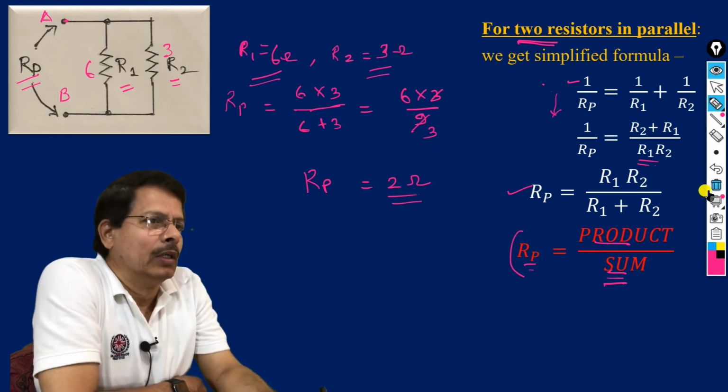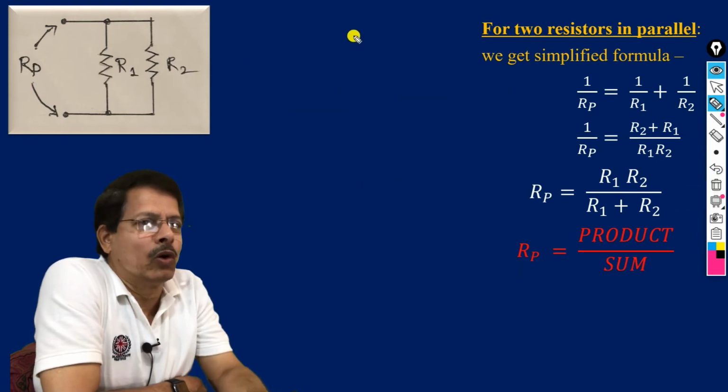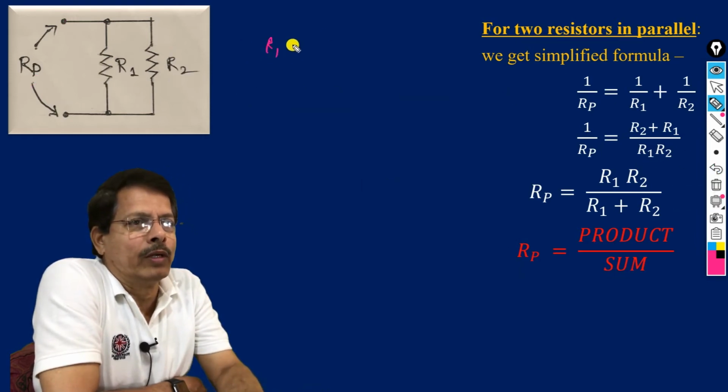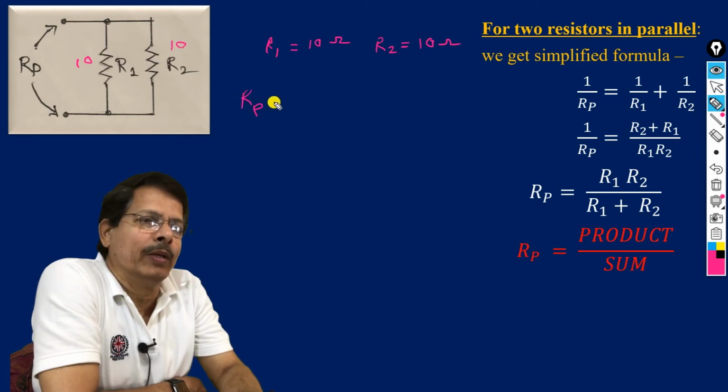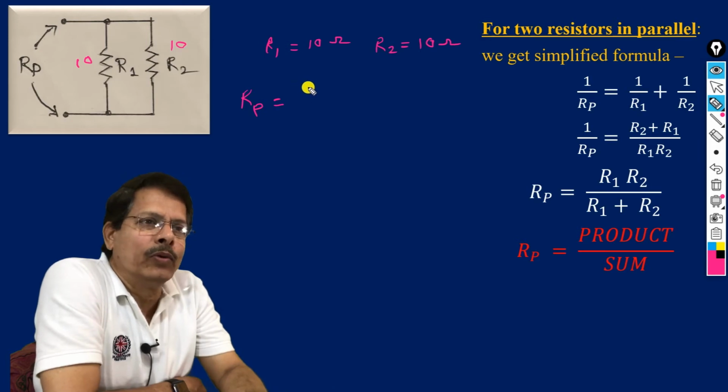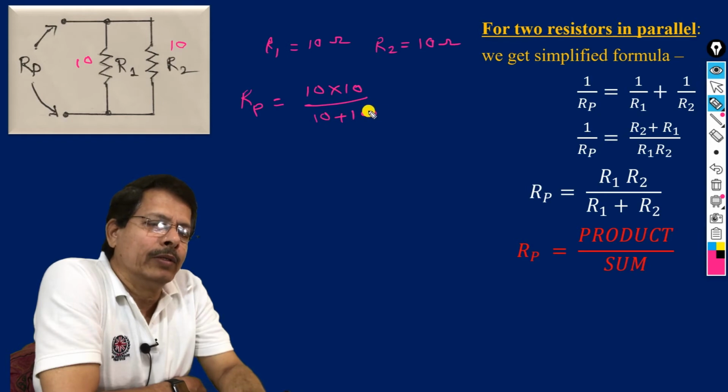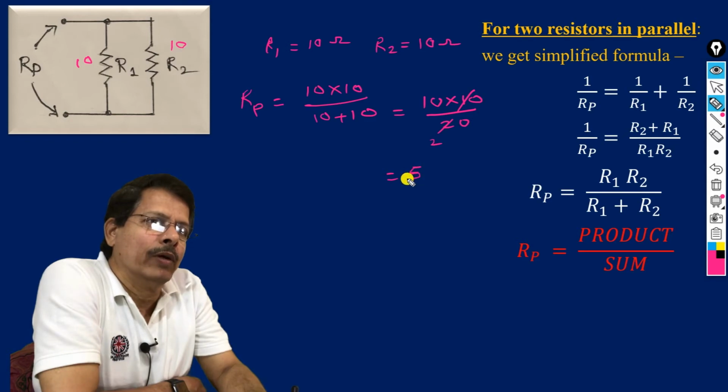So you can use this formula, and I will give one shortcut here. Suppose you have R1 to be, say, 10 ohm and R2 to be 10 ohm, meaning R1 is 10 and this is also 10. Let us find Rp. What is the formula? Product upon sum. So 10 into 10 divided by 10 plus 10. So 10 into 10 divided by 20. So that is 2, and that is 5 ohm.